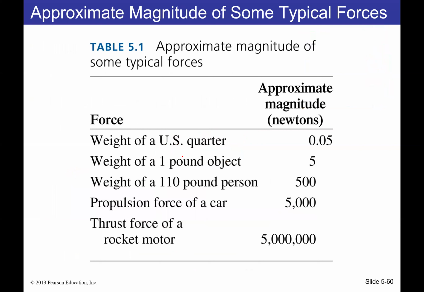Okay. All right, so now, one thing, if you remember, I mentioned that force of gravity is also known as weight. So, approximate magnitude of some typical forces. The weight of a US quarter is 0.05 newtons. The weight of a 1 pound object is 5 newtons. The weight of a 110-pound person is 500 newtons.